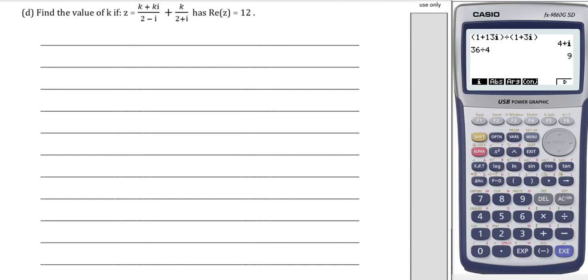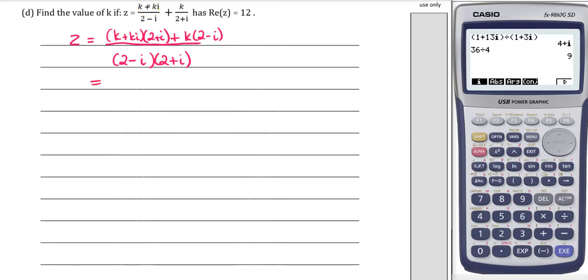Okay, for part D, we need to work through what this expression will simplify to, and then we're told that the real part of that expression will be equal to 12. Okay, so let's try put that over a common denominator. So if we do that, it'll be 2 minus i, 2 plus i. So on the k plus ki bit, we need to multiply it by 2 plus i. So we have k plus ki, 2 plus i. And then the k bit needs to be multiplied by the 2 minus i.